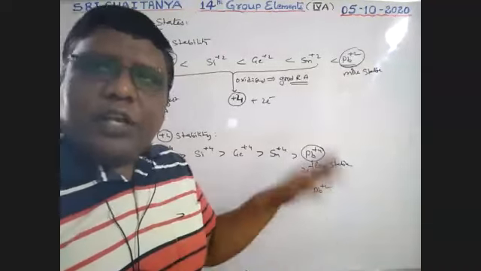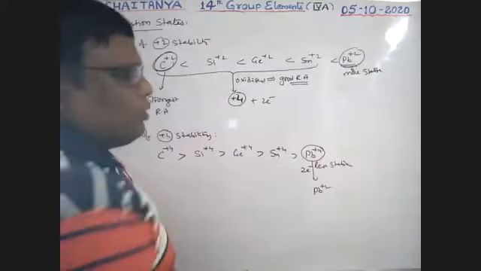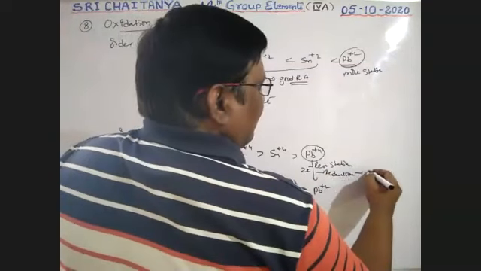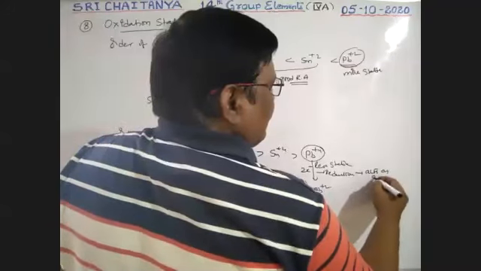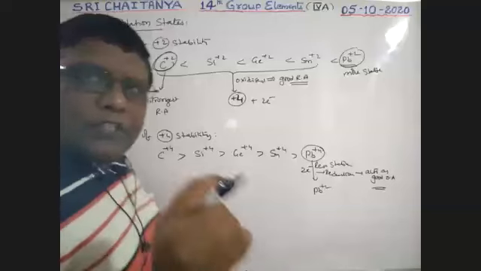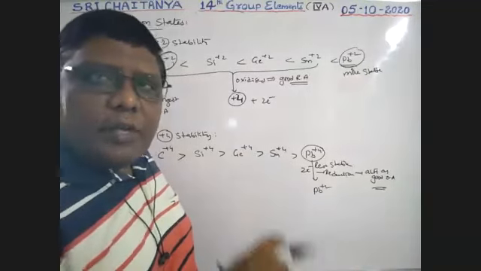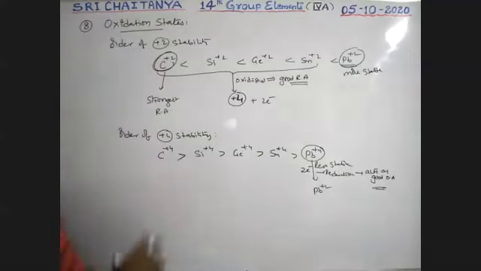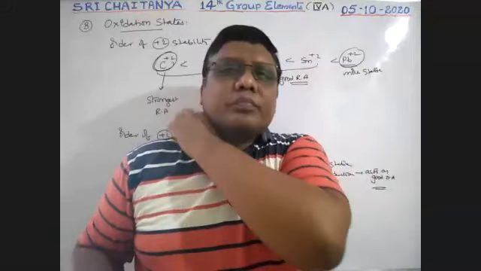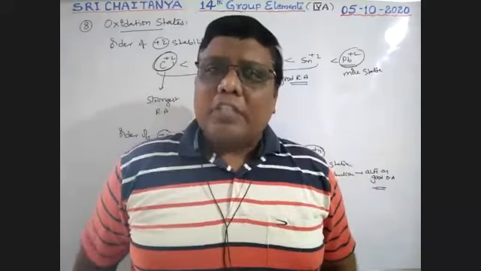Because it is reduced easily, it acts as a good oxidizing agent. Therefore, Pb+4 is a good oxidizing agent and C+2 is a good reducing agent. See here, boys, finally what do we observe? Which one is more stable in lead? Lead has +2 more stable. Carbon has +4 more stable.